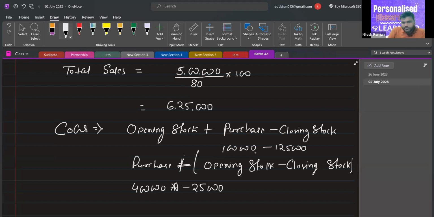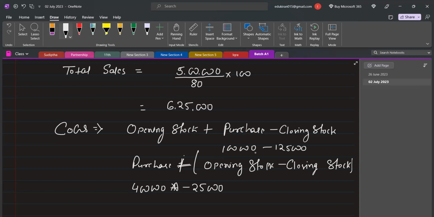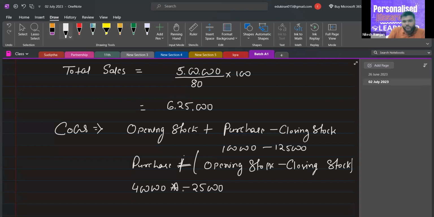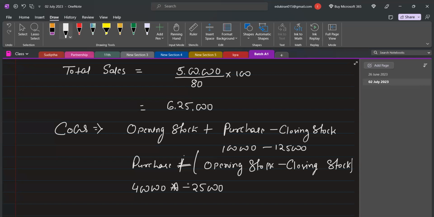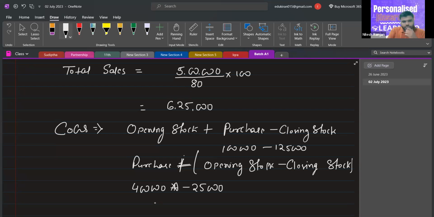Yes or no? Yes, sir. So that's why plus and minus becomes minus. Okay, sir. It is clear now. So the cost of goods sold is 3,75,000.